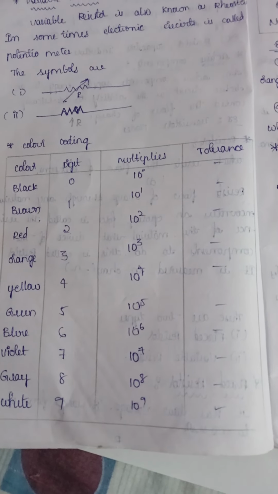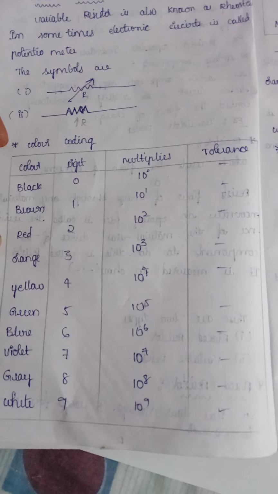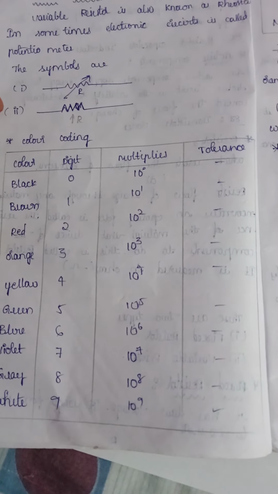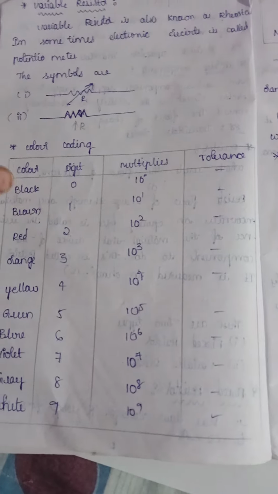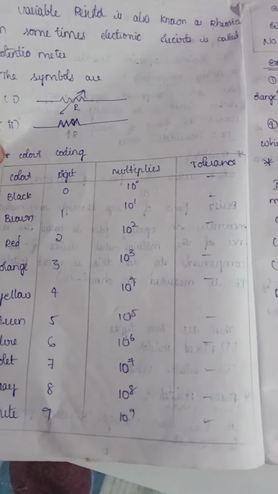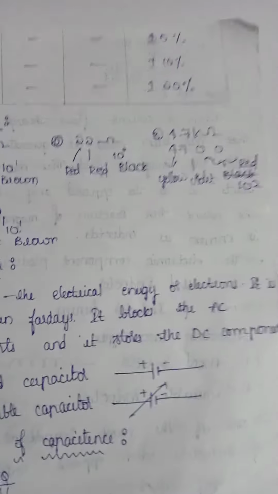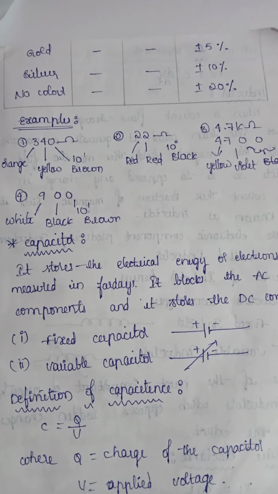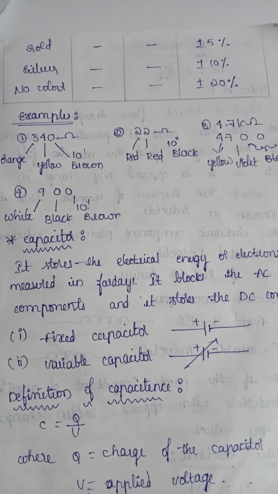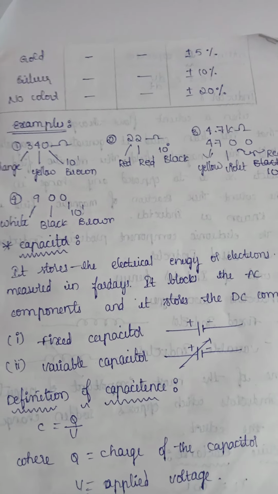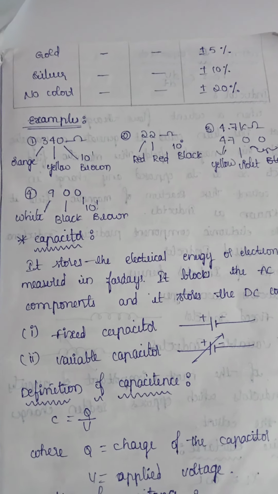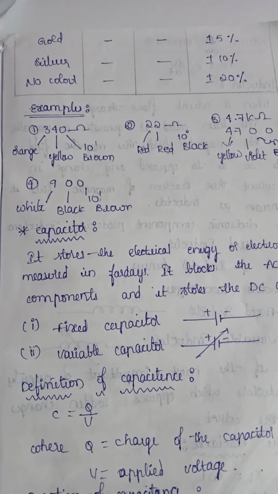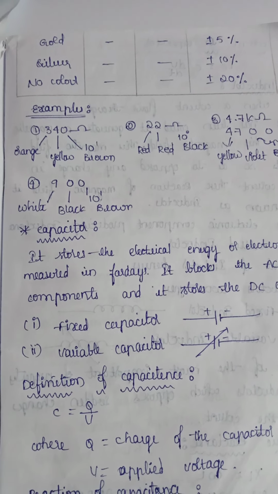Regarding tolerance values, no color means no tolerance value stated, while gold and silver have tolerance values. The gold tolerance value is plus or minus 5, silver is plus or minus 10, and no color is plus or minus 20. Examples: we have to find the resistor color coding of 340 ohms.